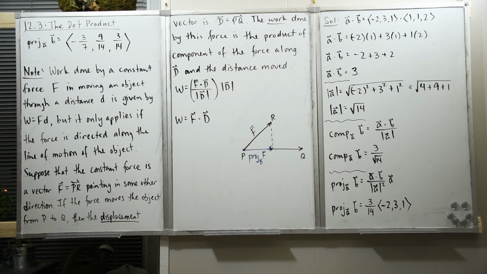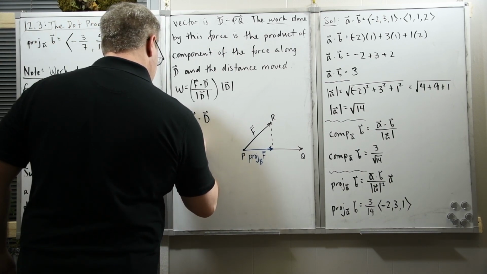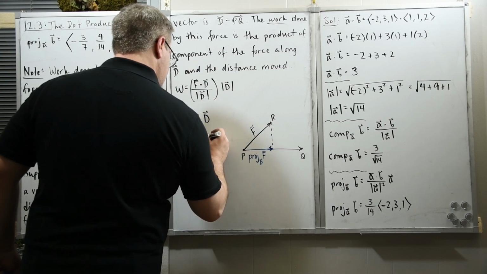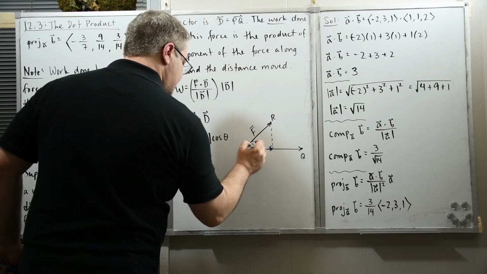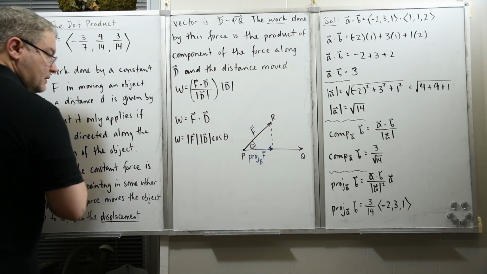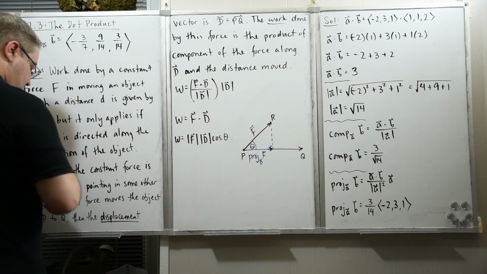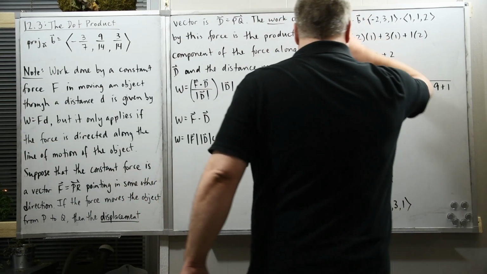Now, of course, another way to look at this is that W is equal to the magnitude of F times the magnitude of D times the cosine of the angle between those two vectors, which we're going to call theta. Because once again, there's your F, and this vector PQ is the vector D. All right, so let's consider a couple of examples.